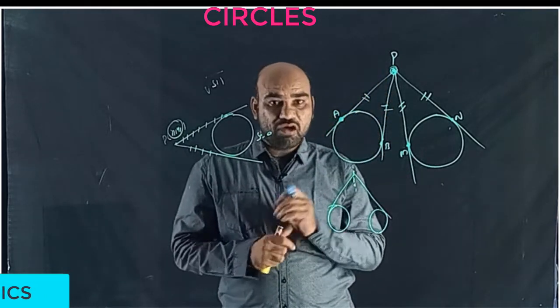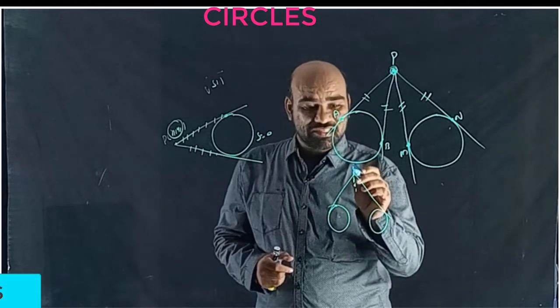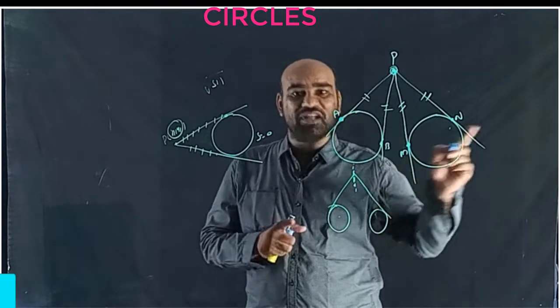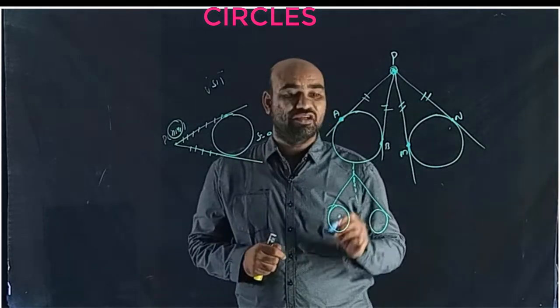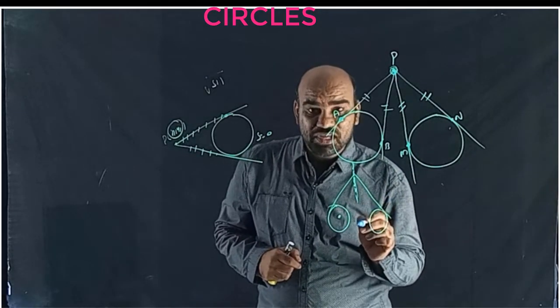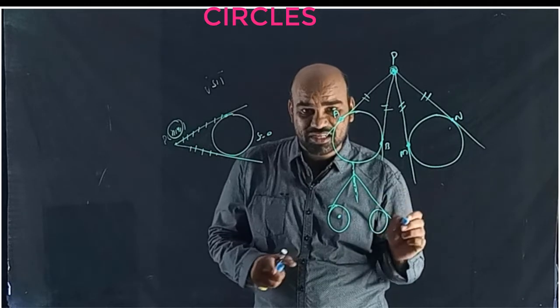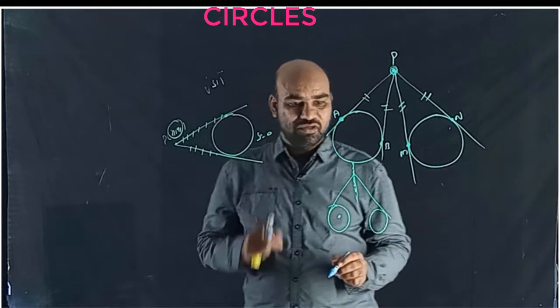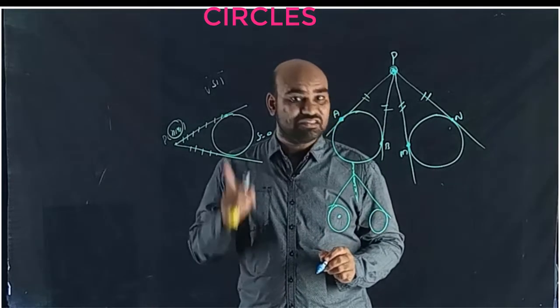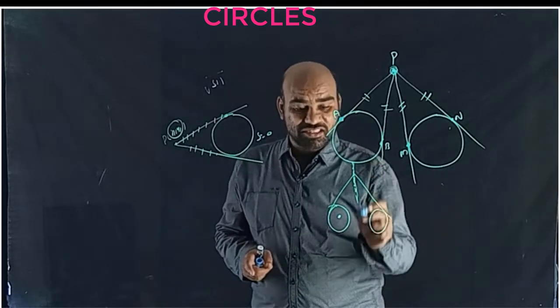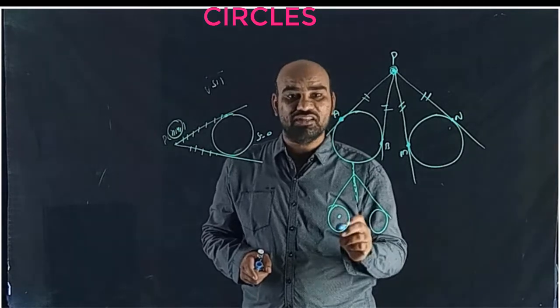Now I want to prove that the radical axis, meaning the locus of the point, is nothing but a straight line. Also, the radical axis is perpendicular to the line segment joining their centers. Two things I want to prove now. First, the radical axis is nothing but a straight line. Second, the radical axis is perpendicular to the line segment joining their centers.